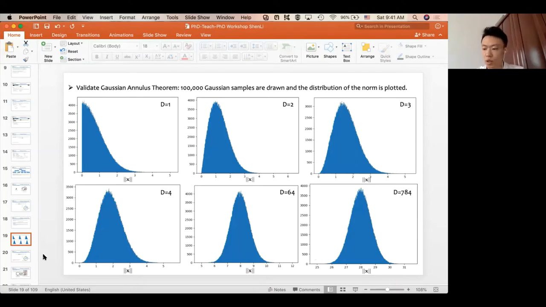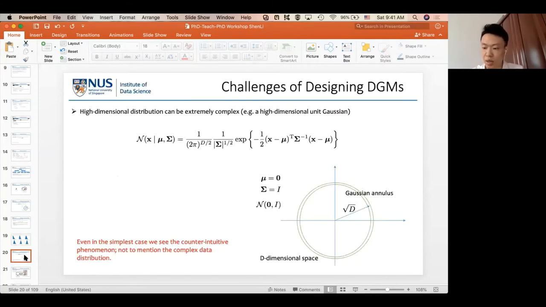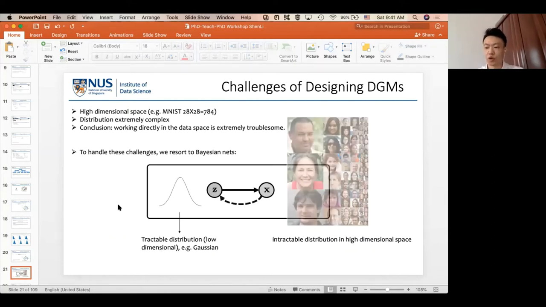So this is quite counterintuitive. Even in the simplest case, we see the counterintuitive phenomenon, not to mention the more complex data distributions in high dimensional space. Typically we are dealing with such a high dimensional space, and the resulting distribution we learn will be far more complex than this unit Gaussian distribution. Okay, so here is just an example to demonstrate this point. These two challenges will make it hard for us to design a generative model.